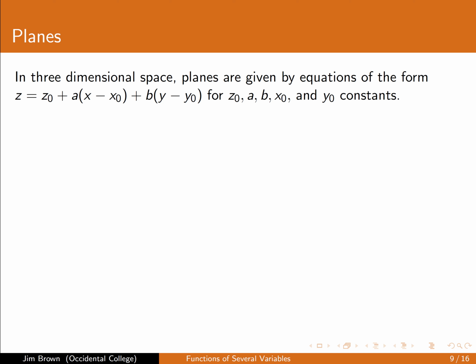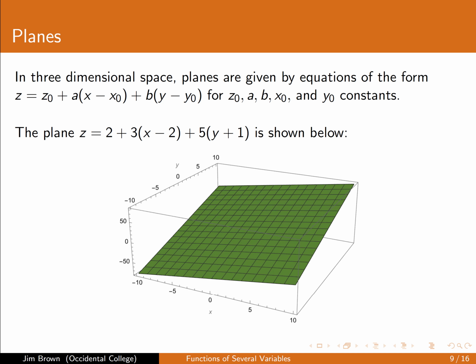Planes are going to be very important, so we want to remember that this is what planes look like. If I take a particular example, where z0 is equal to 2, a is equal to 3, x0 is 2, b is 5, and y0 is negative 1, we get a plane that looks like this. Okay, so just a flat plane.